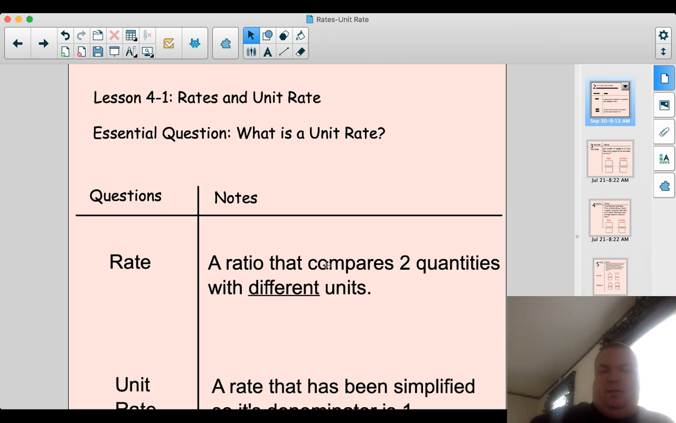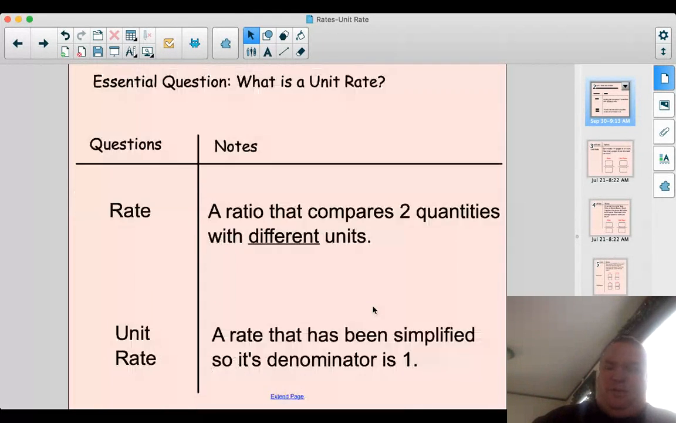So a rate is a ratio that compares two quantities with different units. We talked about this a little bit yesterday. The difference between a ratio and a rate is that rates have different units. And remember again, that doesn't just mean seconds versus minutes, because those are both units that measure time. We're talking about different units, as in one measures time and one measures distance, or one measures volume and one measures people, right? So it's fundamentally different units that are measuring different things.